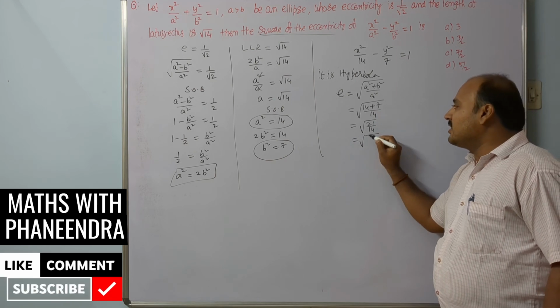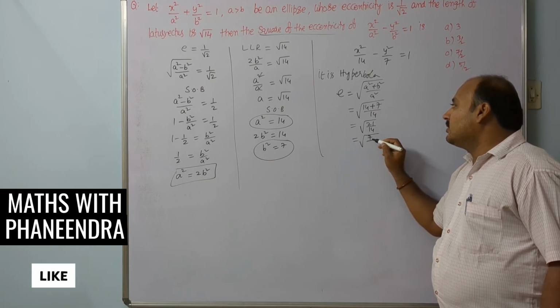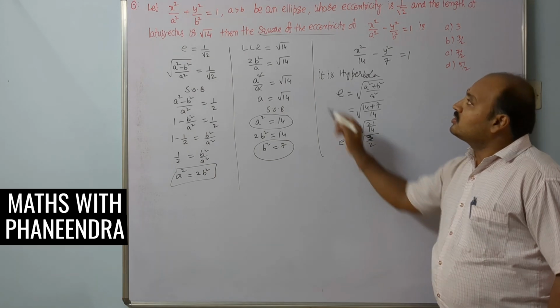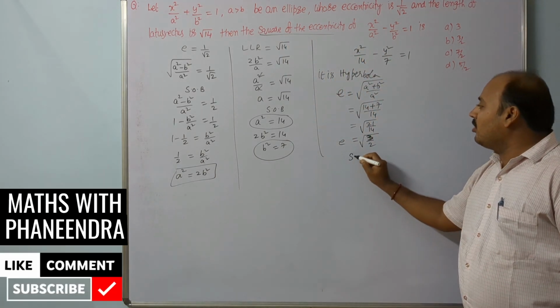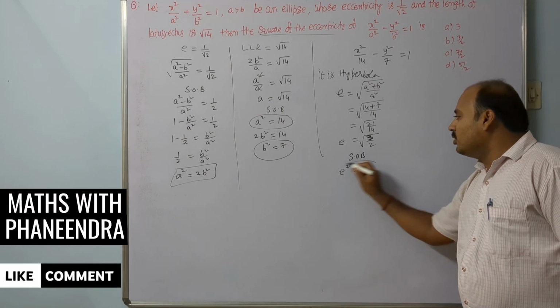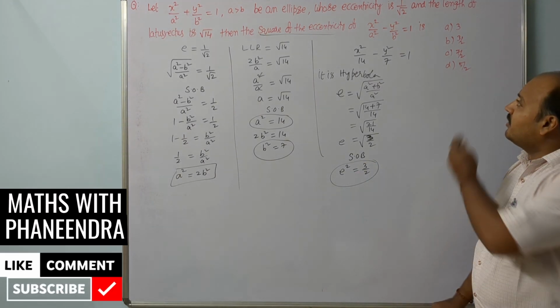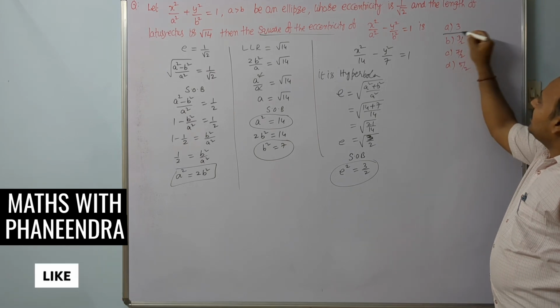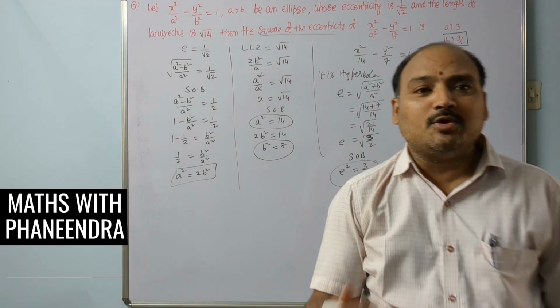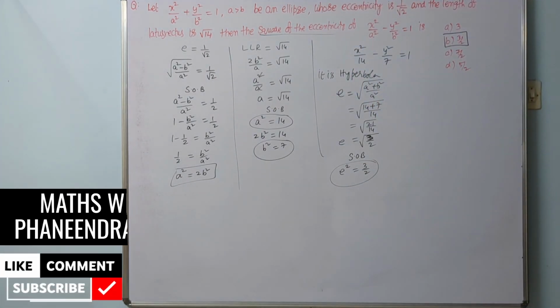So root over 3 sevens, 7 threes, 7 twos. We need the square of eccentricity, so squaring on both sides, e square equals 3 by 2. So the square of the eccentricity of the hyperbola is 3 by 2. It is there in the second option, dear students. We'll move on to another question.